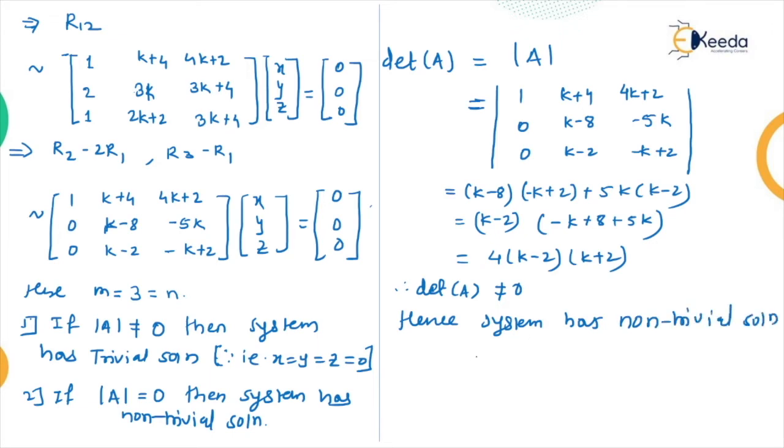Yes, the system has a non-trivial solution. So let's see how to find its non-trivial solution. Let me check how many solutions the system has. From the value of the determinant, we are getting the values of k.